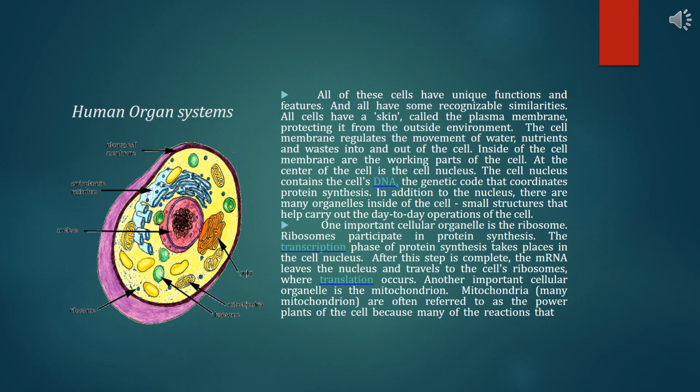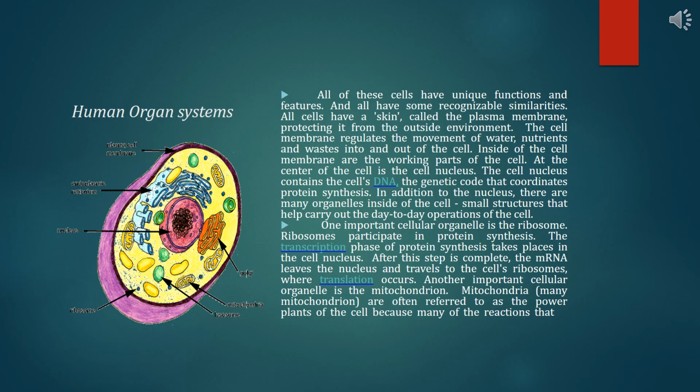In addition to the nucleus, there are many organelles inside of the cell, small structures that help carry out the day to day operations of the cell. One important cellular organelle is the ribosome. Ribosomes participate in protein synthesis. The transcription phase of protein synthesis takes place in the cell nucleus. After this step is complete, the mRNA leaves the nucleus and travels to the cell's ribosomes, where translation occurs.